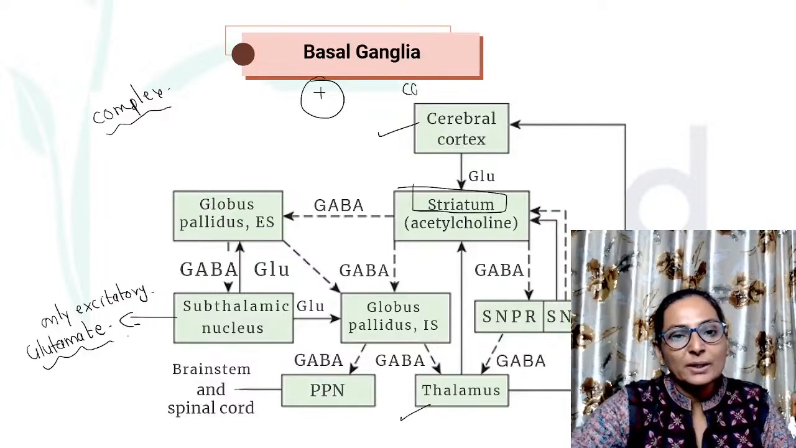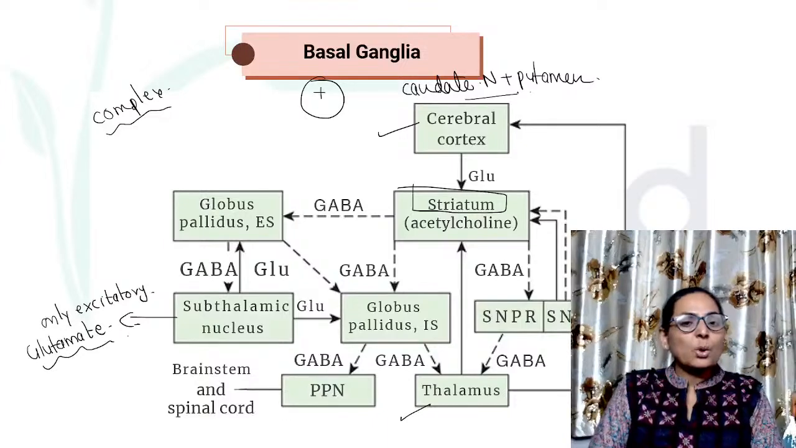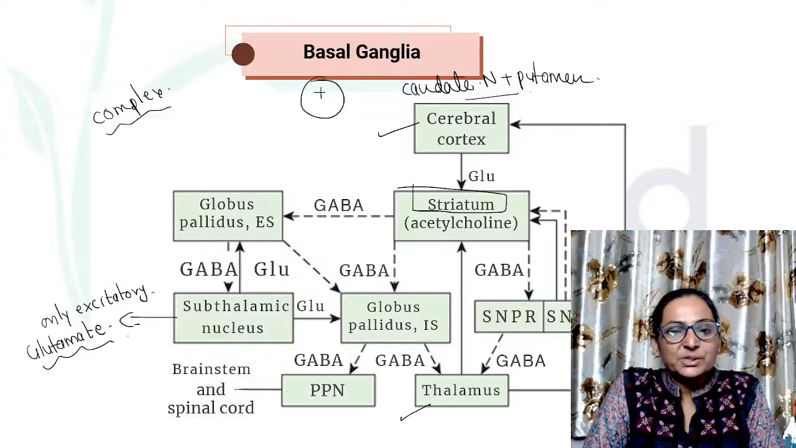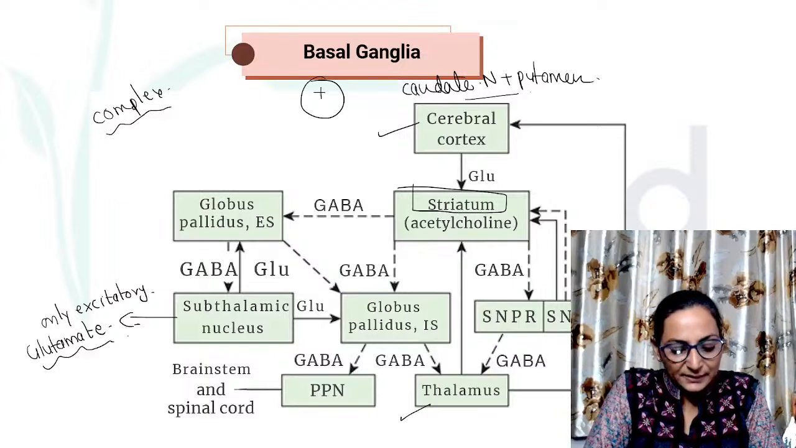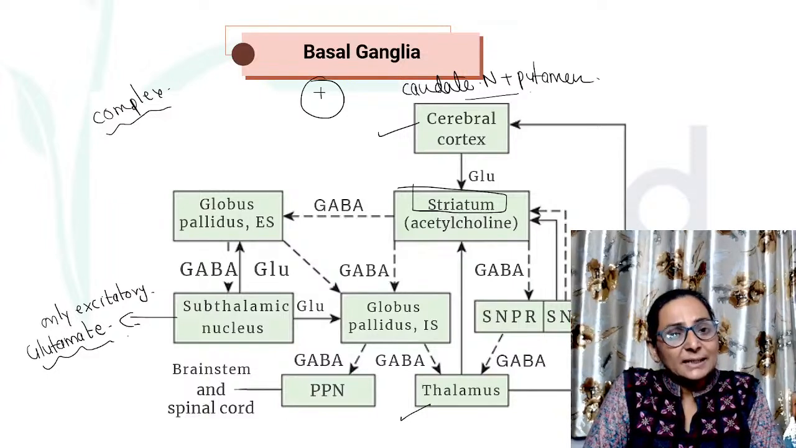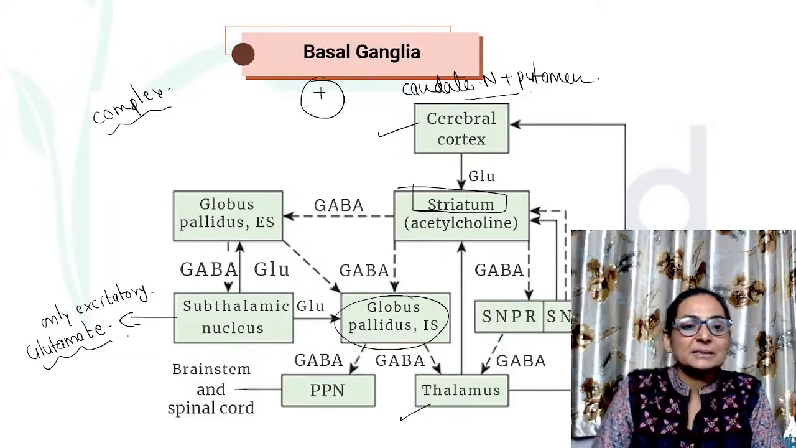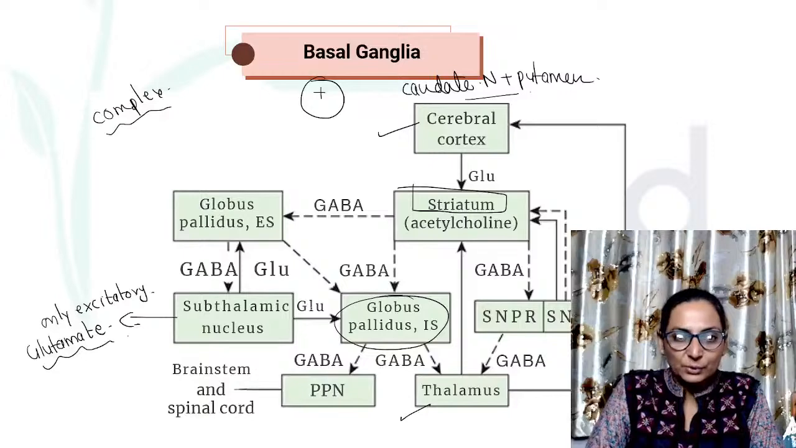They are going to come to the striatum. Striatum means caudate nucleus and putamen. So all the inputs coming to the basal ganglia from the cortex and thalamus, which are excitatory, come to the caudate nucleus and putamen, which is called the striatum. The outputs leave the basal ganglia via the globus pallidus internal segment.